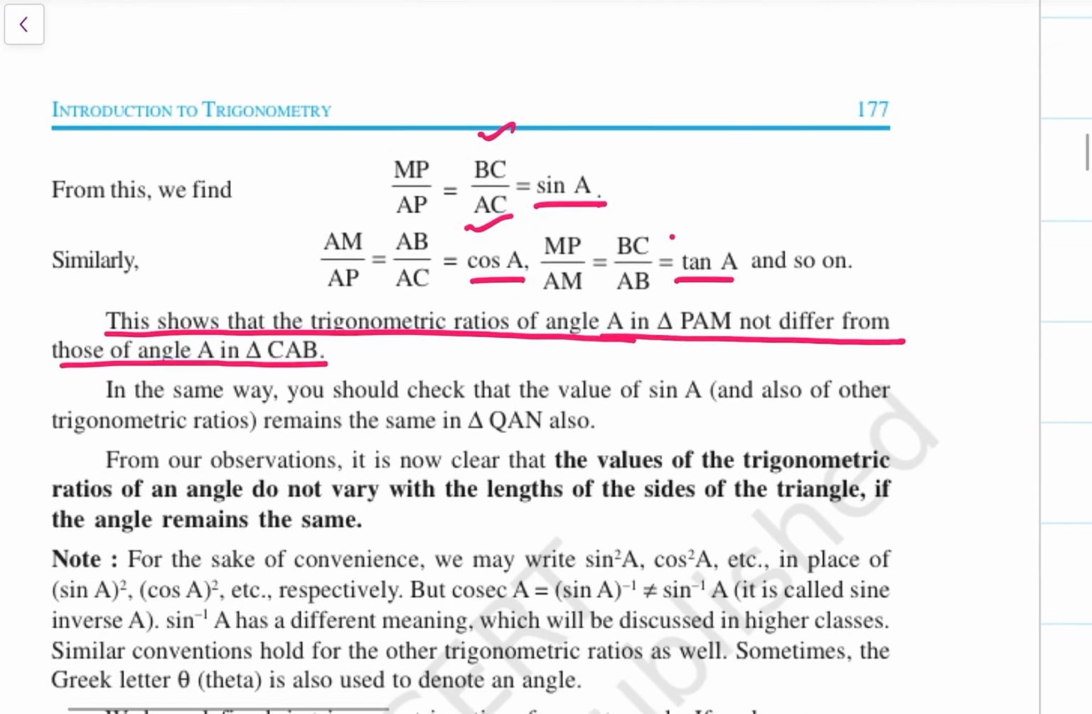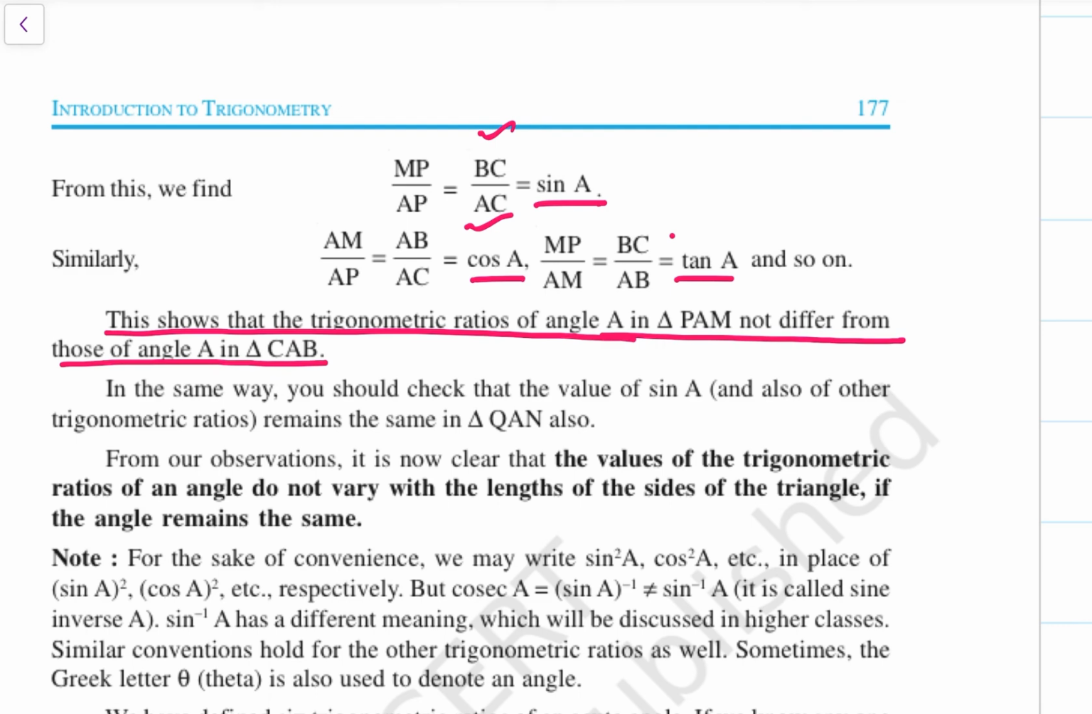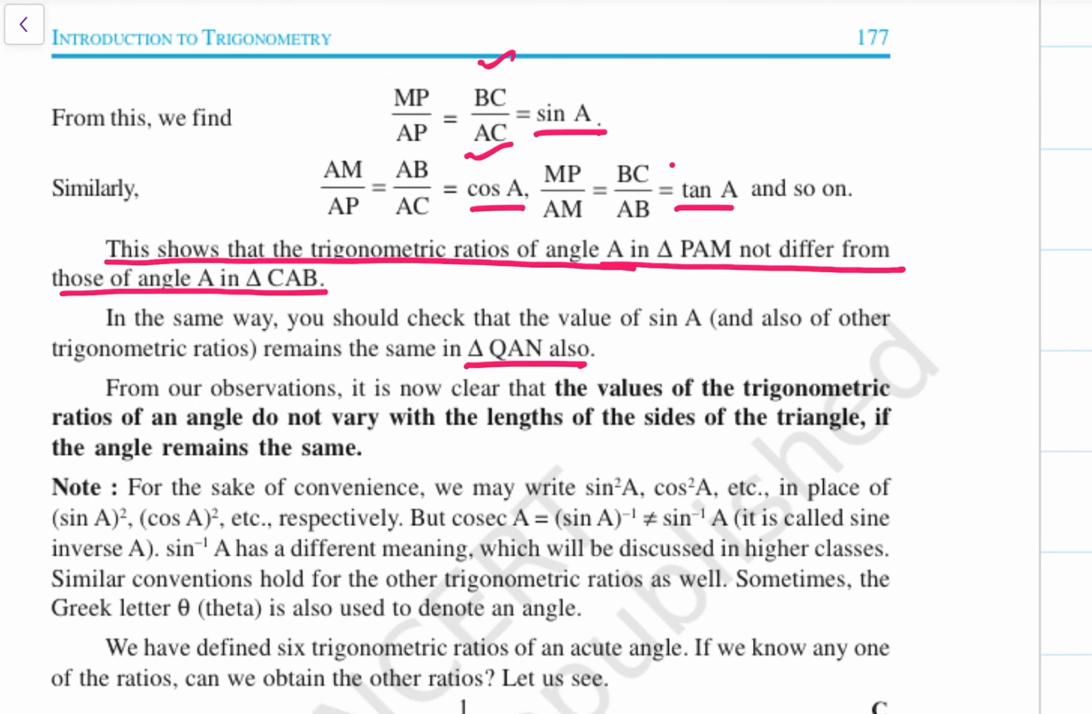In the same way, we could check that the values of sine A and also of the other trigonometric ratios remain the same in triangle QAN also. From our discussion, it is now clear that the values of the trigonometric ratios of an angle do not vary with the length of the sides of the triangle if the angles remain the same.